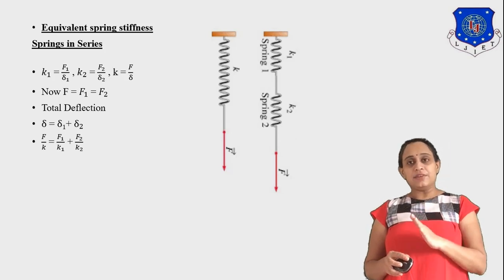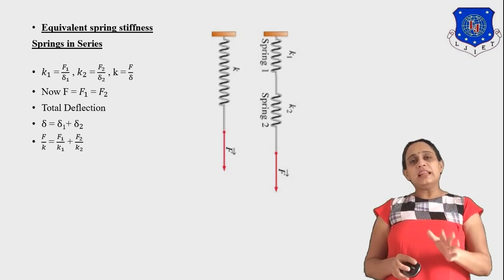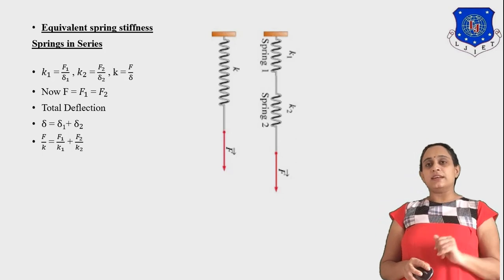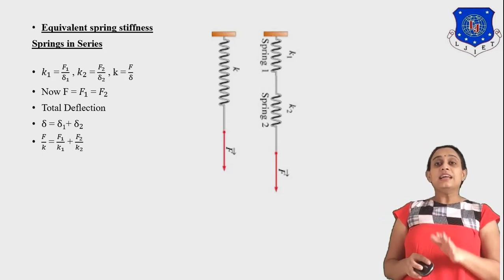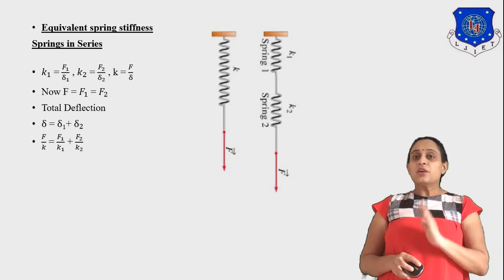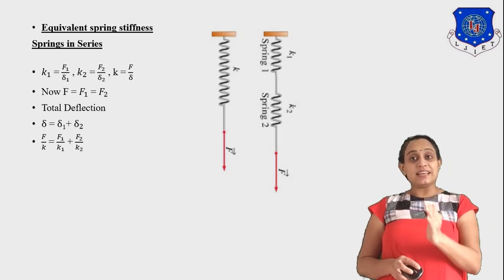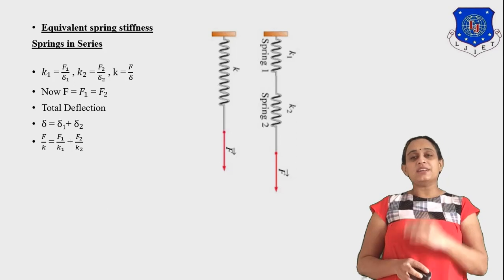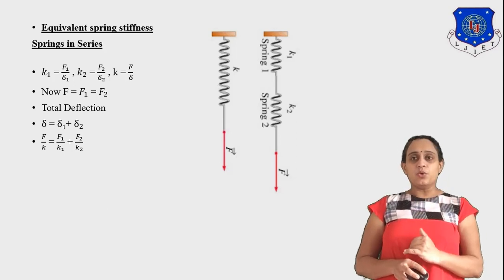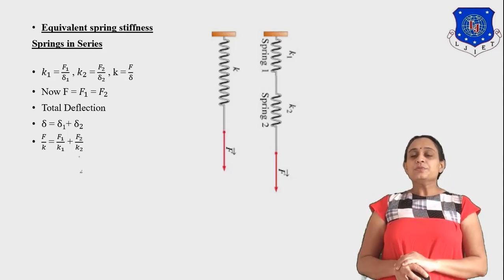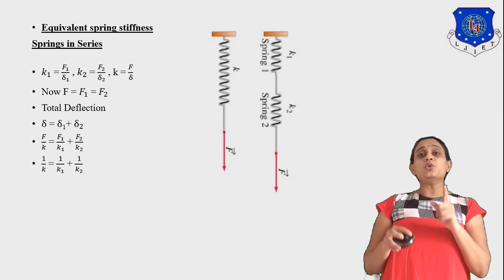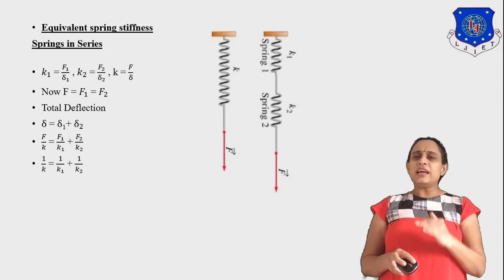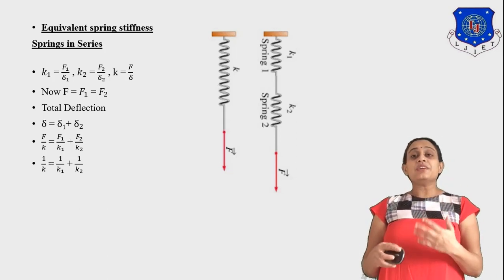F1 by K1. Now let us put in the values of delta. What is the value of delta? It is F by K. What is the value of delta 1? It is F1 by K1. What is the value of delta 2? It is F2 by K2. Now here F is equal to F1 is equal to F2, hence it cancels out.